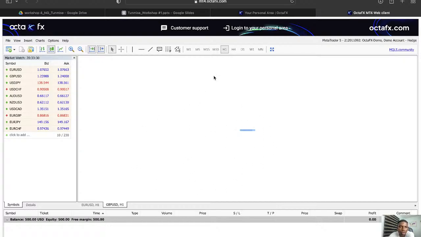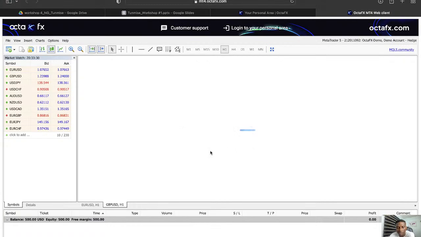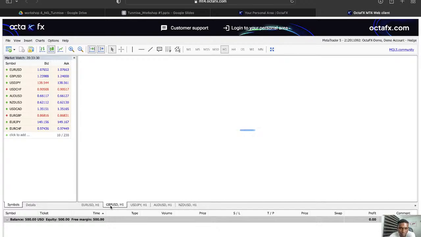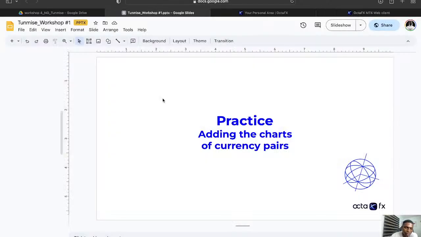So that is how to get the charts of a currency pair loaded. You pick it from here, you can pick it anywhere, you can double click it here. You can come here to pick USD JPY, you can come here to pick Australian USD, you can come here to pick New Zealand USD. Everything is there, right? So that's how to load these currencies.